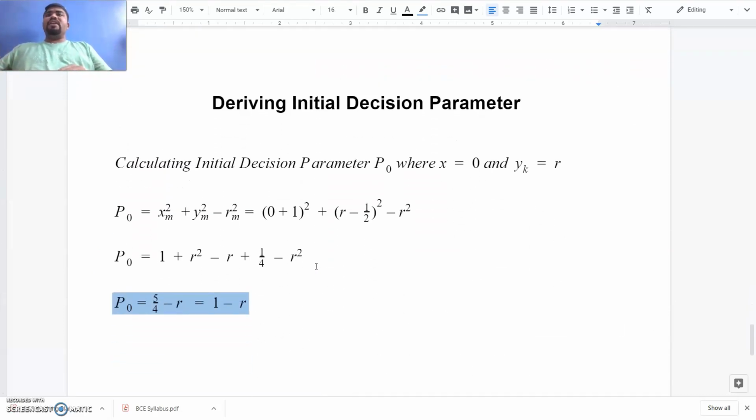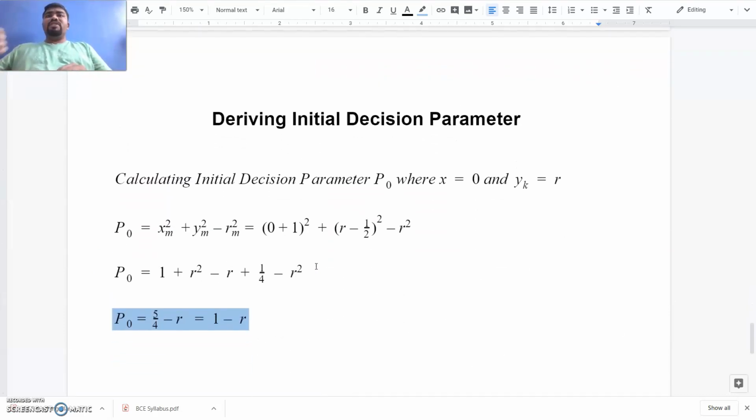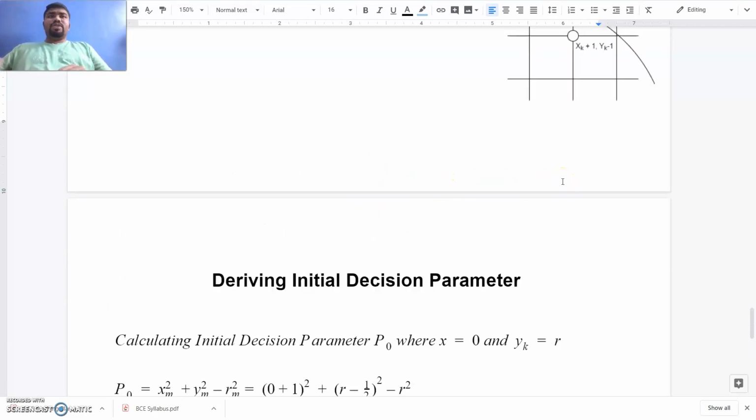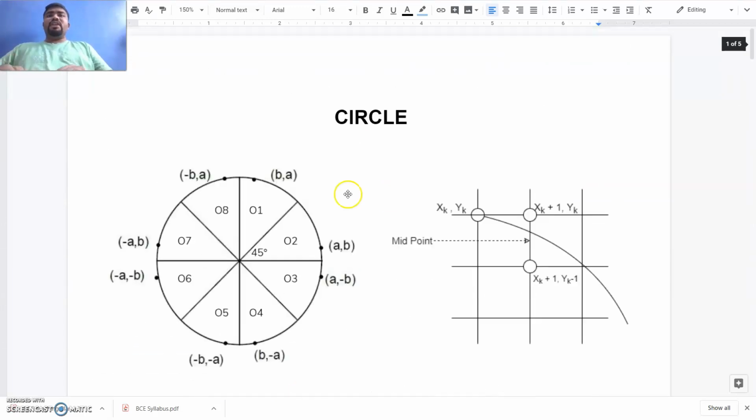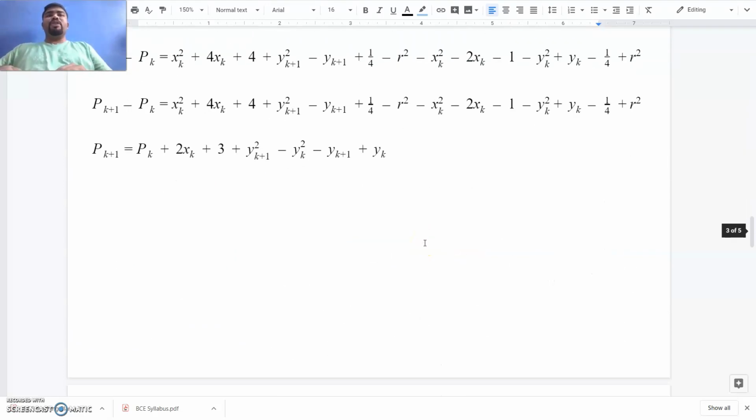Now, just before starting, we need to know the initial decision, that is p_0. So how can we get p_0? We can get p_0 by placing x equal to 0 and y_k equal to r. This is the first point that we are planning to plot for octant one, wherein x obviously will be equal to 0 and y will be equal to the radius. So this is what we are going to put into p_0.